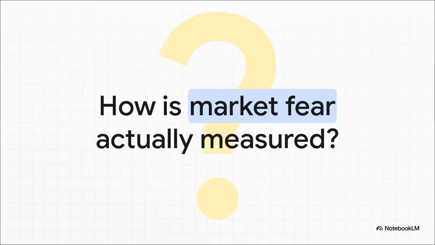So, how in the world do you put a number on an emotion like fear? Well, the secret is hidden in the options market. The VIX is basically an engine designed to read the prices of dozens of S&P 500 options and then translate all of that market chatter into a single number, the market's best guess for volatility over the next 30 days.